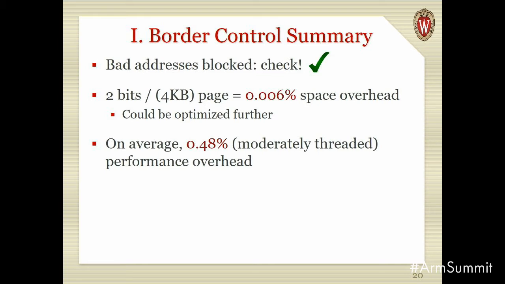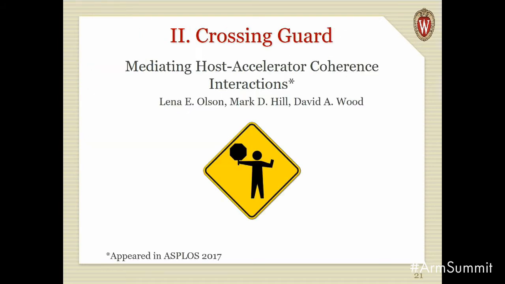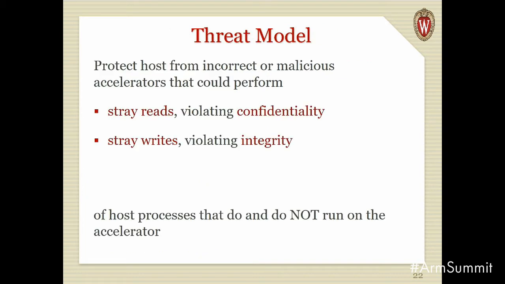So that's dealing with writes to bad addresses, reads and writes to addresses that you weren't supposed to have access to. The second thing that we focused on was crossing guard. And really the second part comes out of the question of, well, border control sounds great, but what happens if your accelerator doesn't issue a well-formed request or provides an ill-formed response to a basic coherence request, okay? And so that's really what crossing guard is trying to deal with. And this appeared in ASPLOS in China last spring.